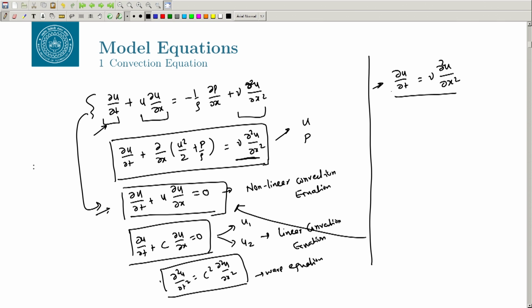So, this is a parabolic equation. So, this is parabolic in time and elliptic in space, right. So, we will look at this equation also separately, and we will see what role this nu plays in solving these equations. Okay. And once we have done that, so this is the linear convection equation, and this is called the diffusion equation.